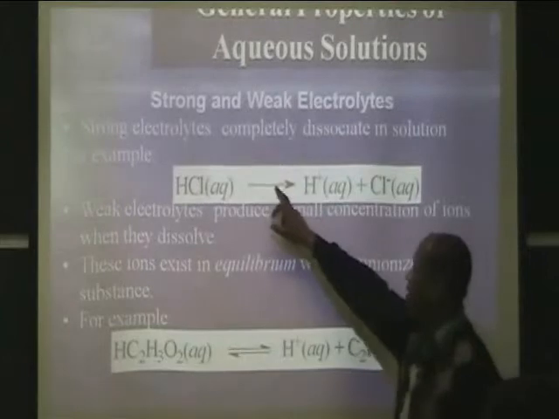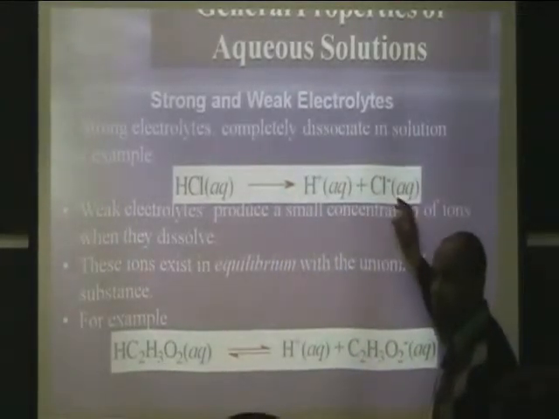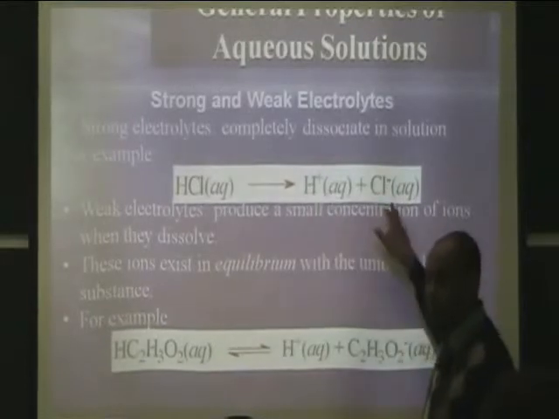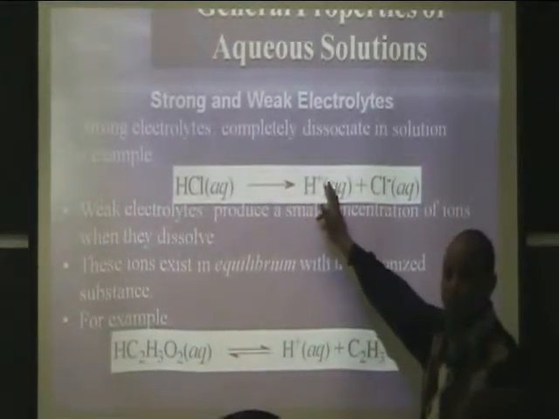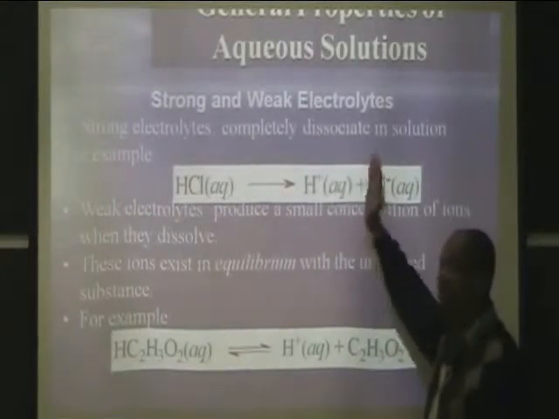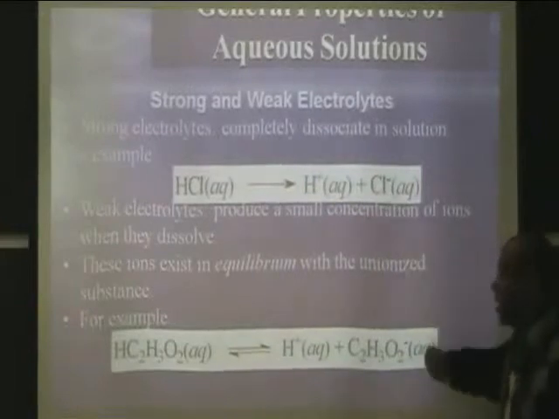You see the arrow here? The arrow is a one-way arrow. No exit. It's a forward reaction, no backward reaction. That means it shows complete dissociation here. Hydrochloric acid is broken completely, 100%, into hydrogen ion and chloride ion.